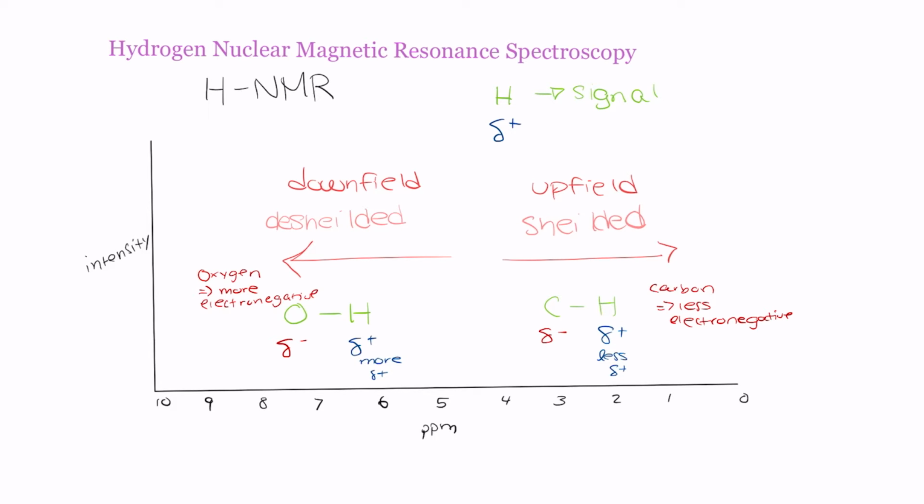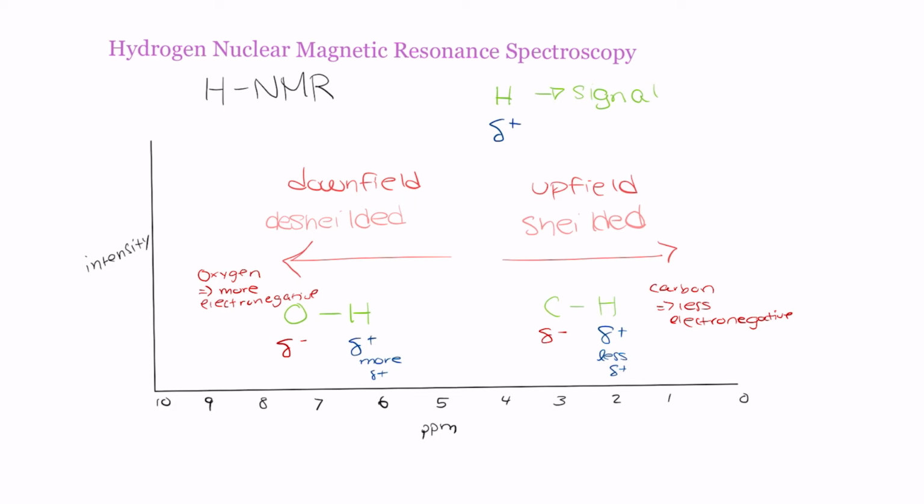And so if we compare those two hydrogens on this graph, this hydrogen is going to appear more downfield and it's going to be more deshielded because it is very delta positive. Whereas this hydrogen is going to appear more upfield because it is less delta positive. It's attached to a less electronegative atom.